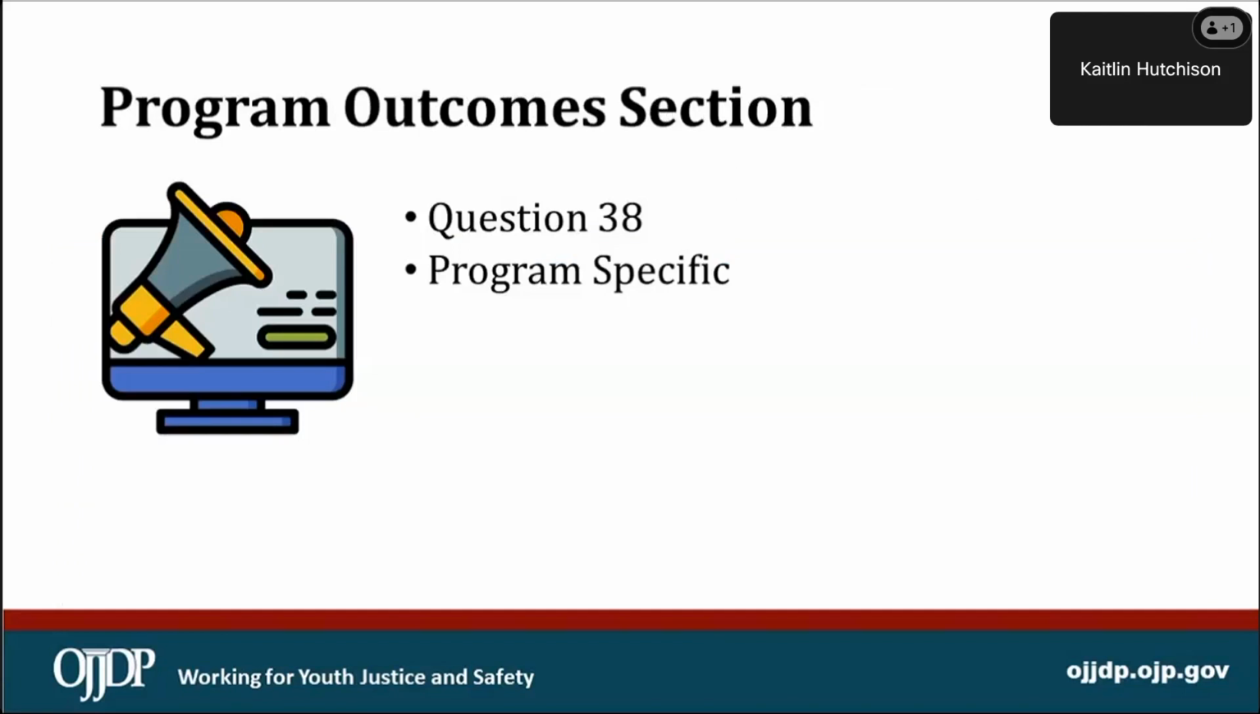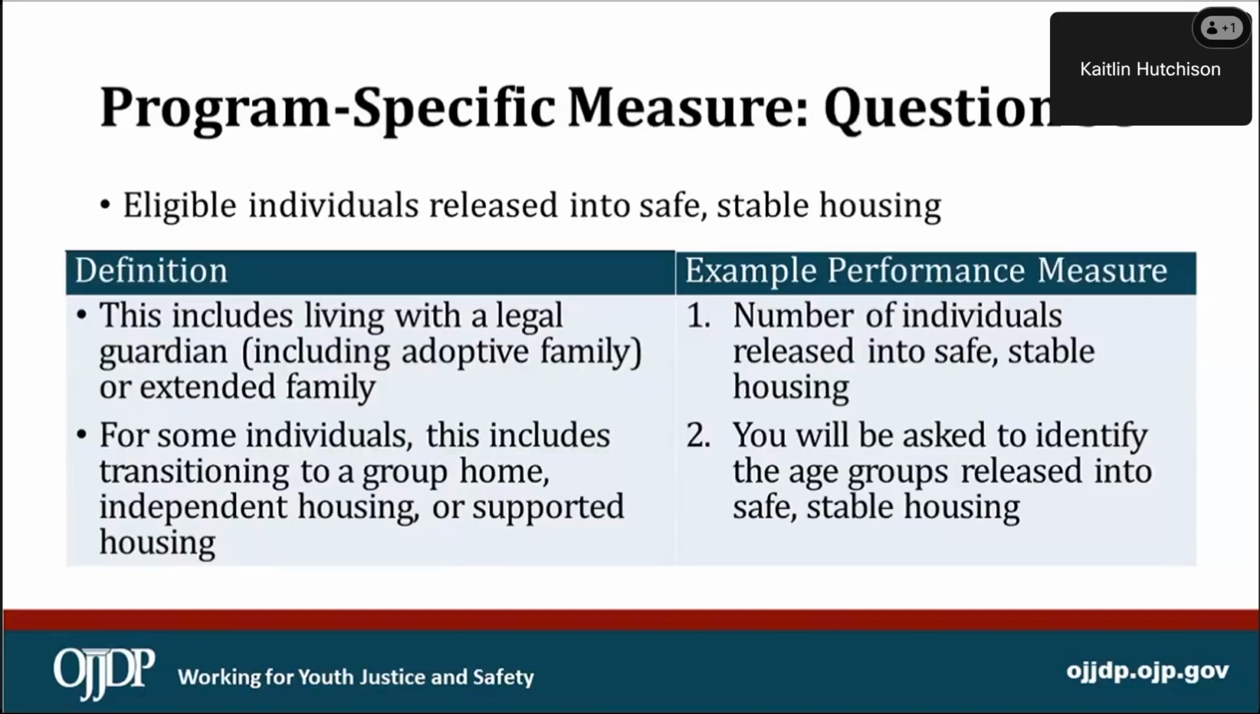Finally, we have the program outcomes section, which is question 38, and you'll notice it's a program-specific question. This question is asking about the eligible individuals released into safe, stable housing. You'll notice that your document gives you definitions on what is actually considered safe and stable housing.